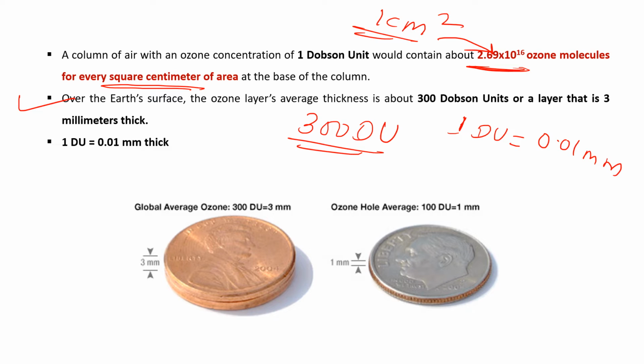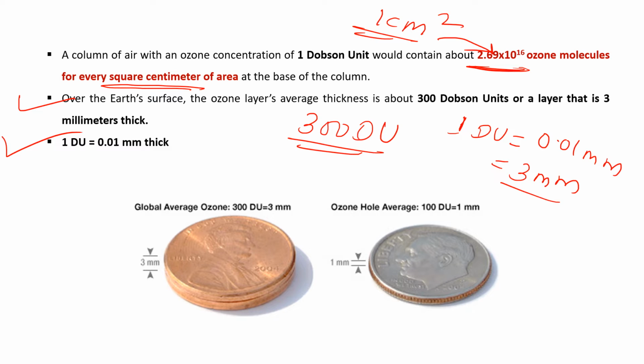So 300 Dobson units, how much will it be? 3 mm. So we can say that the thickness of the ozone layer is 300 Dobson units or 3 mm thickness. So this is the thickness of the ozone layer. You can imagine this is the thickness of two coins put on each other.